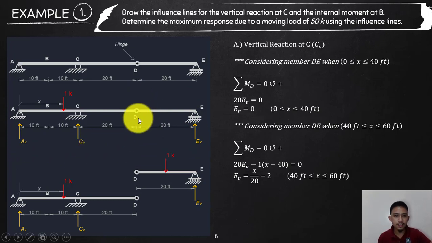Since there's a hinge there, it is free to rotate at that point. So there is no moment reaction, no internal moment at that point of the beam. It means that if I detach this pin, the summation of moment at that point D should be 0, from the left side or the right side. So we will separate this one, detach the hinge, and then consider the member DE.